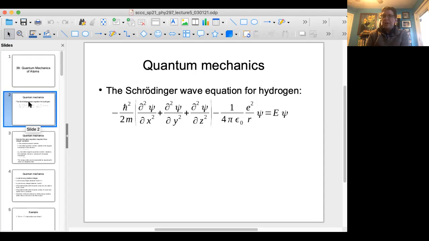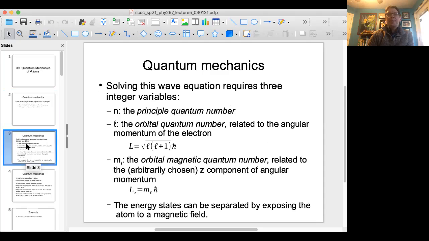So we start with the Schrodinger wave equation for hydrogen. And so we have the differential equation for the wave function as a function of position. And then we have the potential energy, which is the electrical potential energy between the nucleus and the electron. And it's only one electron, which makes this quite a bit simpler than it otherwise would be. And then that's equal to the total energy multiplied by the wave function. So this is the time independent version of the equation.